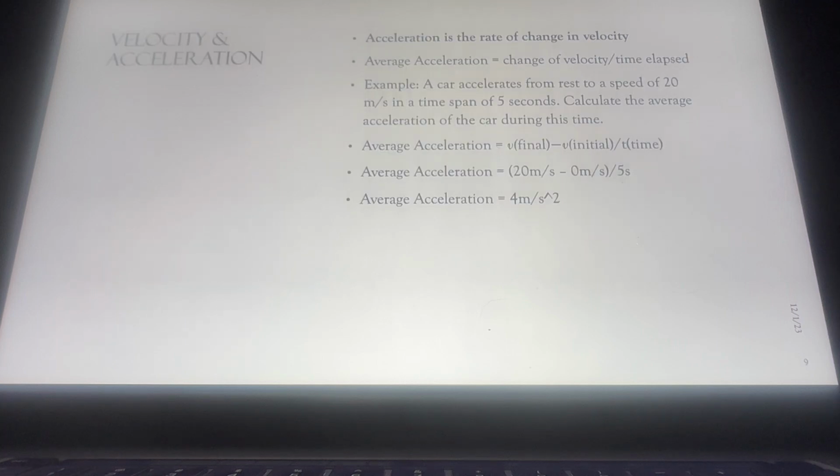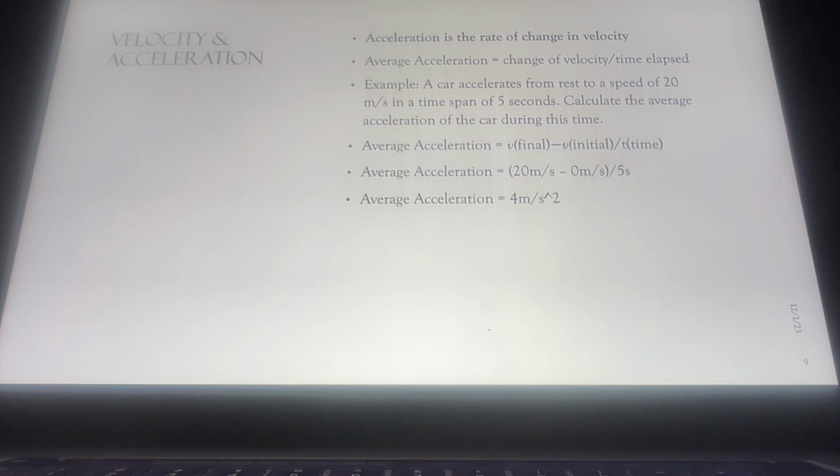Velocity and acceleration. Acceleration is the rate of change in velocity. Right under that, we have the formula. So average acceleration is equal to change of velocity divided by time elapsed. We have another example right here.